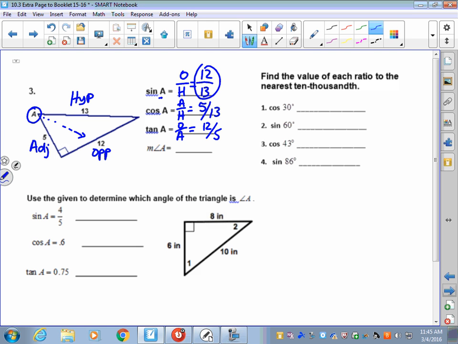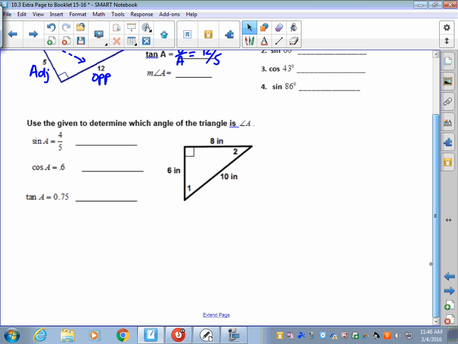Now they asked for the measure of angle A. I'll have to do that with y'all to show you. But we're going to go on, and same with the trig function. So we're going to skip 1 through 4 on this side. But we're going to go to this bottom example where it says determine which angle of a triangle is angle A. All right, so angle A is going to be either angle 1 or angle 2. That's what we're trying to figure out.